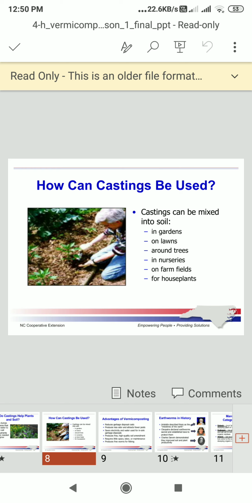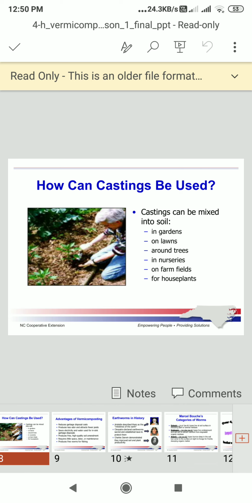Castings can be mixed in the soil in gardens, lawns, around trees, nurseries, farm fields, and house plants, etc. So mostly the castings are used as fertilizer for their composting.